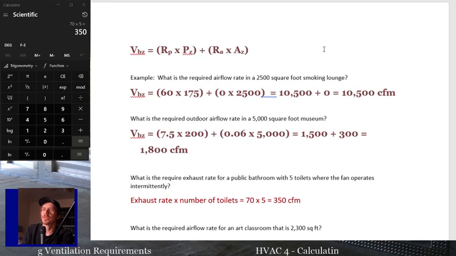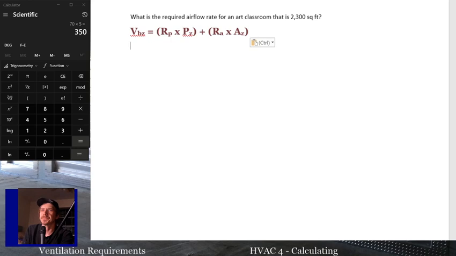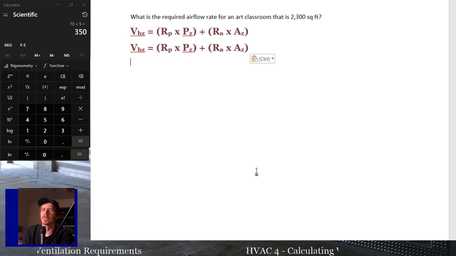So let's pull our equation here again. Put our equation in there so we can see it. Art classroom, that is 2,300 square feet. I'll leave the equation there and we'll fill it out again. So number 1 is the area of our zone, right? The area of our zone is 2,300 square feet. AZ right there, done.